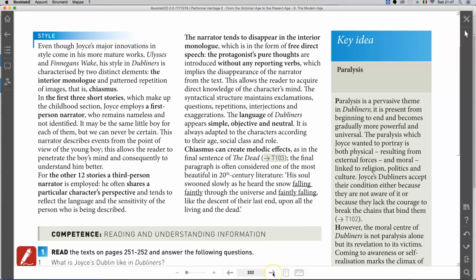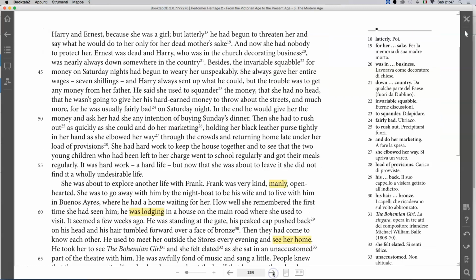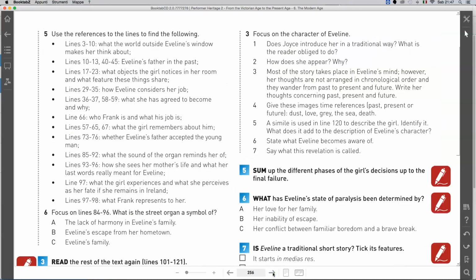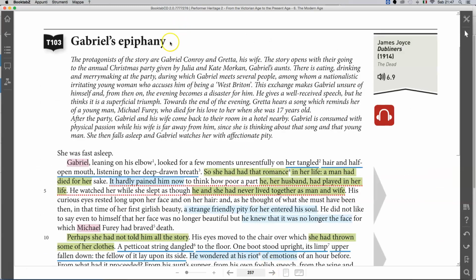This is an image of universality in the last sentence of The Dead. And now I just want to analyze Gabriel's epiphany and the passage on page 257.